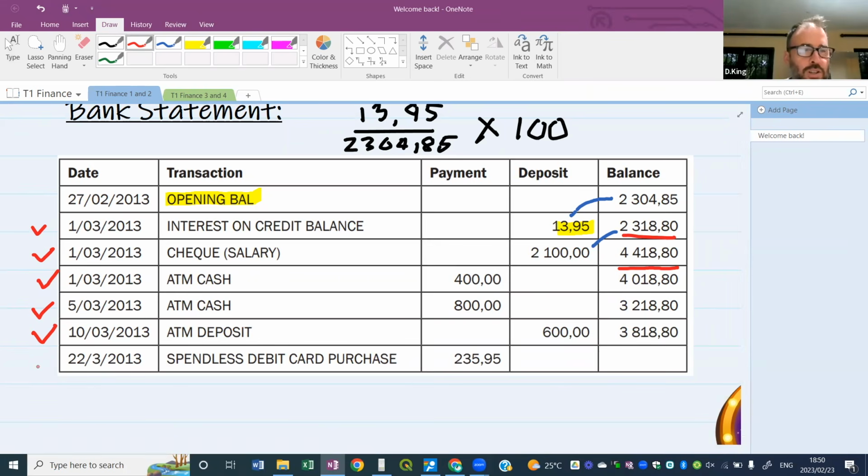That's very ironic. Spend less debit card purchase. Spend less by making a purchase with your debit card. How do you spend less if you purchase? What's the new total? That spend less purchase is 235.95.